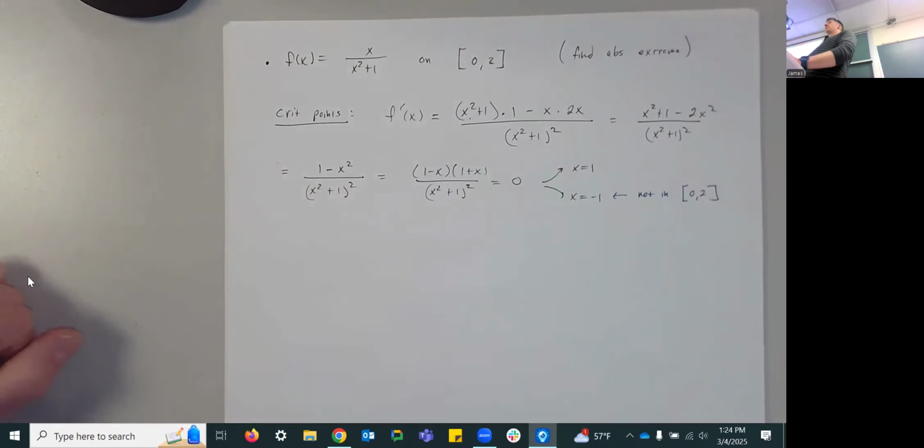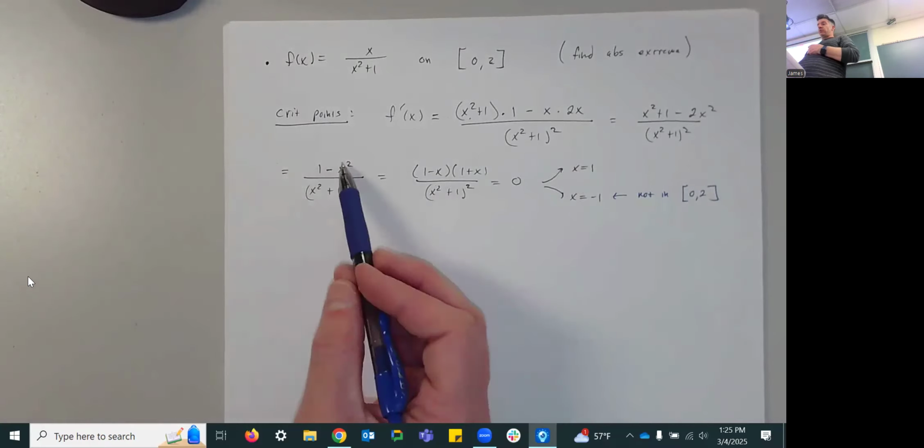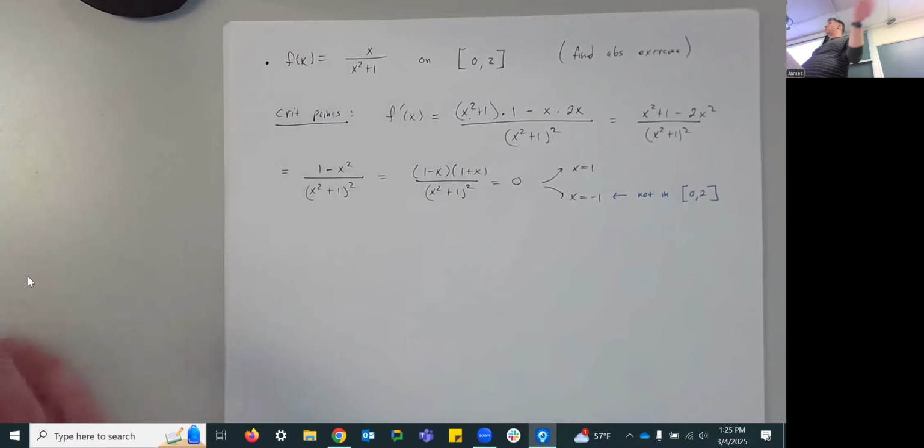I will also point out this derivative is never undefined, right? The numerator is always good to go. The denominator is never equal to 0, so we don't have to worry about any critical points where the derivative is undefined.